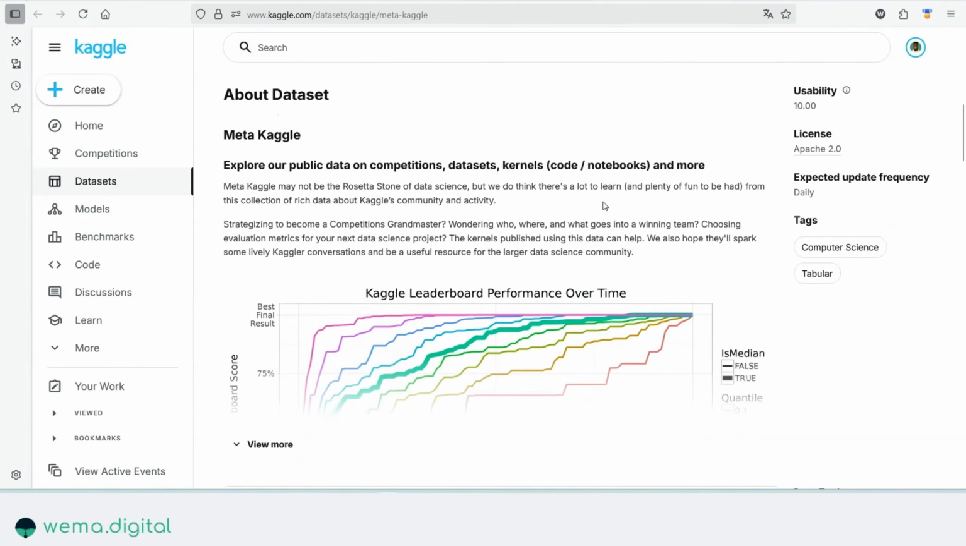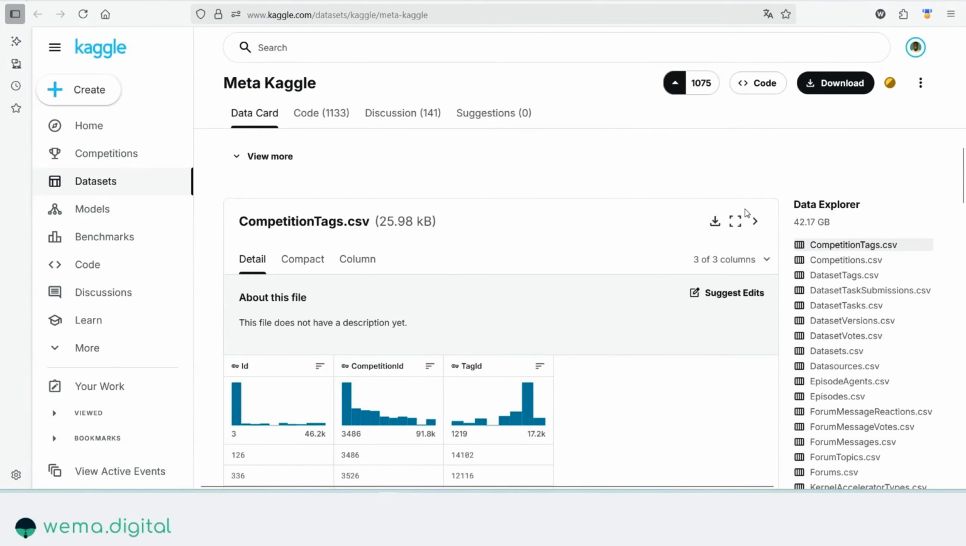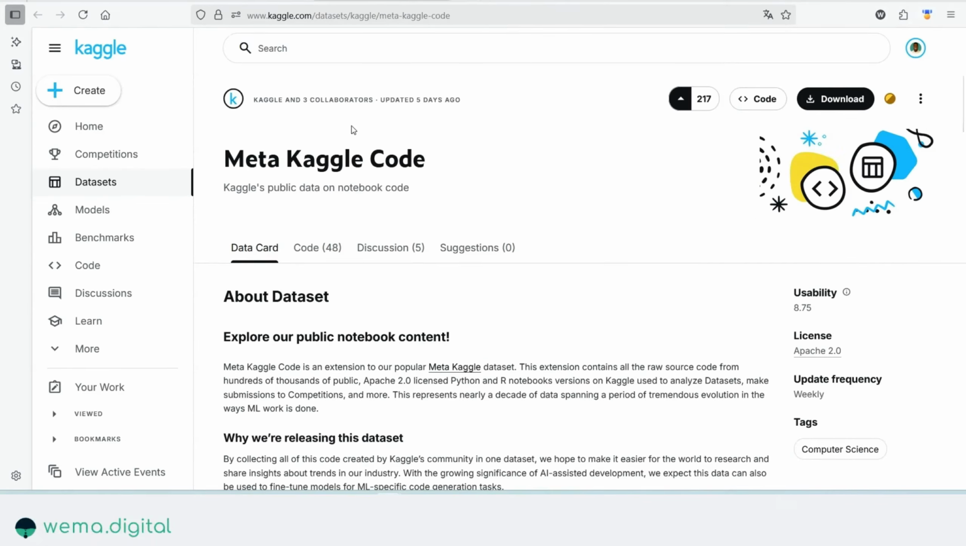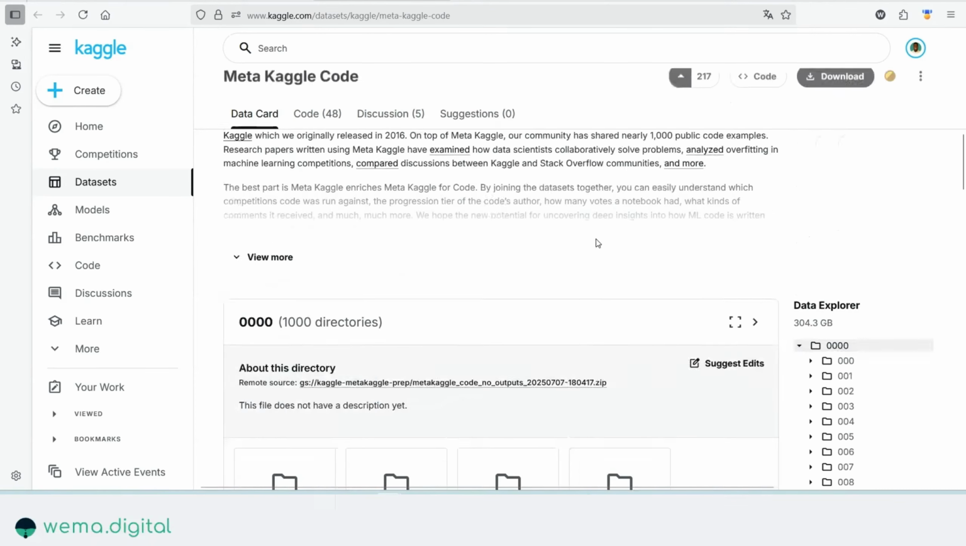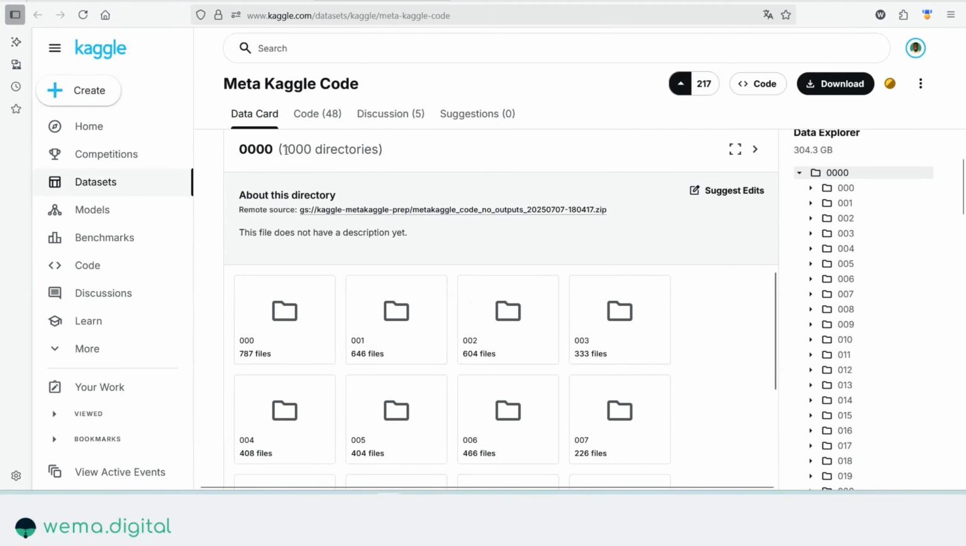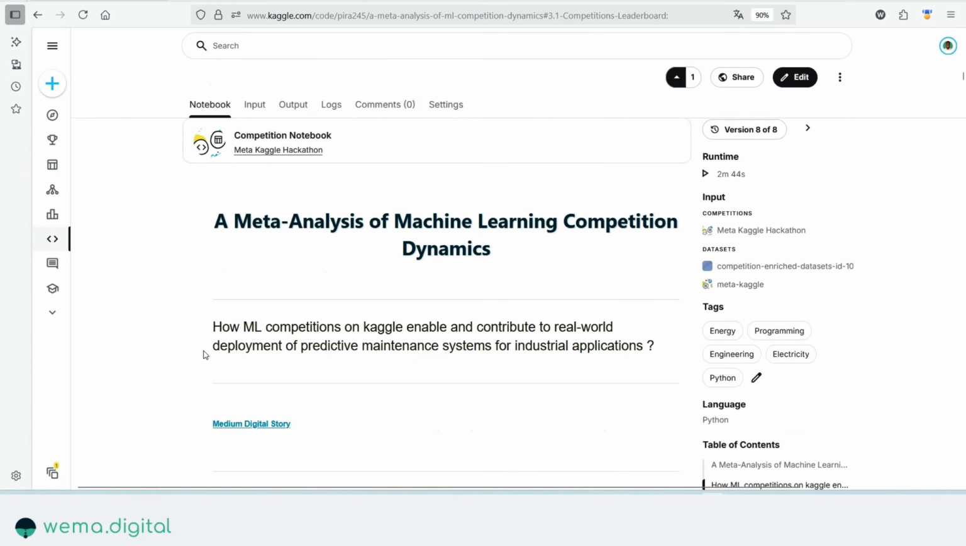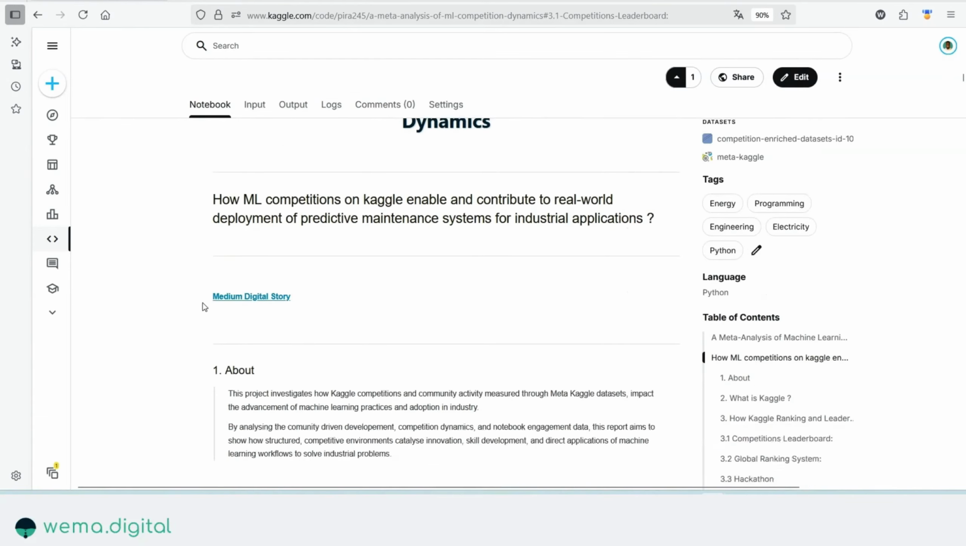You can find data like competition tags, forum messages, and many more. Meanwhile, the Meta Kaggle Code dataset stores and explores notebook content. Walk through well-organized directories to find and discover valuable kernels. If you are curious about the main motivation behind this project, you can read my dedicated article with this link.